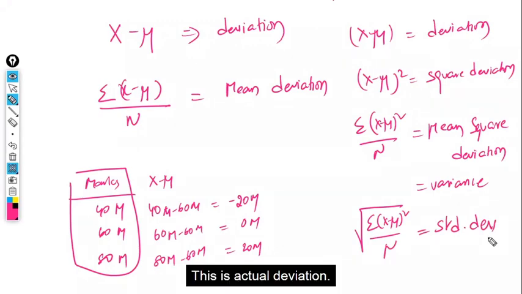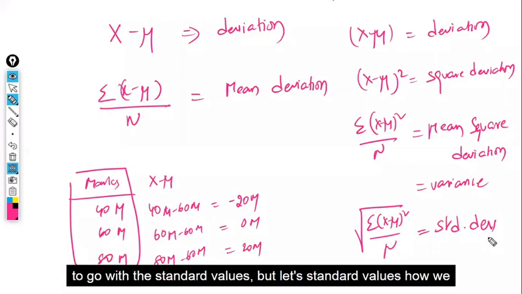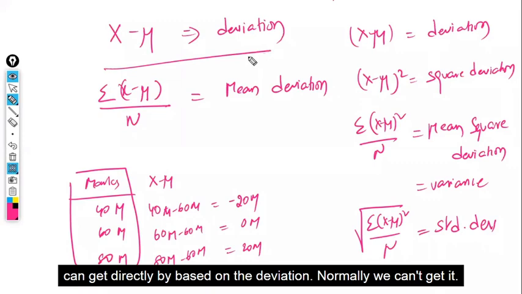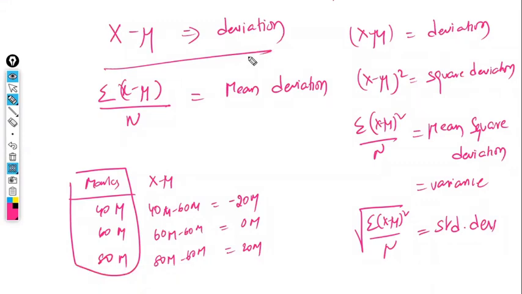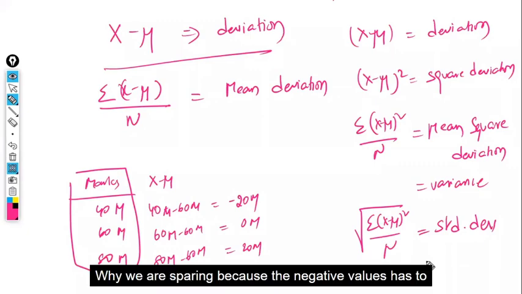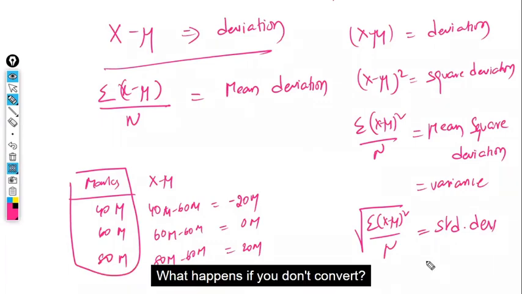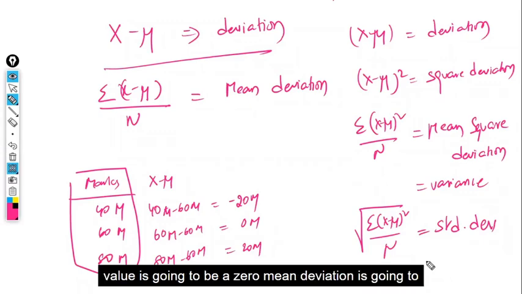This is the actual deviation. The standard one is this one. To measure the deviation, we have to go with the standard values. But the standard values, we normally can't get directly from the deviation. We have to use it like this. Why are we squaring? Because the negative values have to be converted to positive. What happens if you don't convert? The mean deviation is going to be 0. That is the interview question.